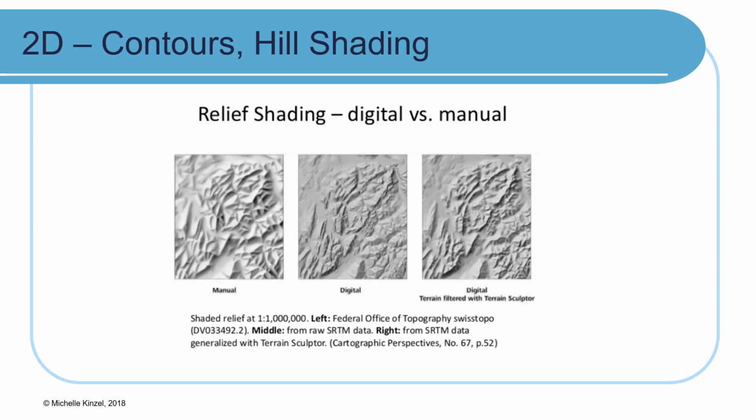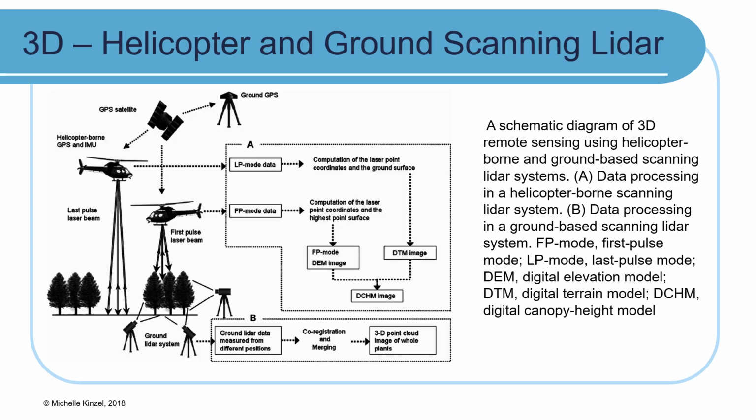So 2-dimensional would be contours and hill shading. We've seen examples of those before, and here is an example of shaded relief at a 1 to 1 million scale from the Federal Office of Topography. Then we have raw Shuttle Radar Topography Mission data in the middle. And on the right, we have the data that was generalized with Terrain Sculptor. Terrain Sculptor is a tool that helps smooth out the data, and it's for appearances, for mapping.